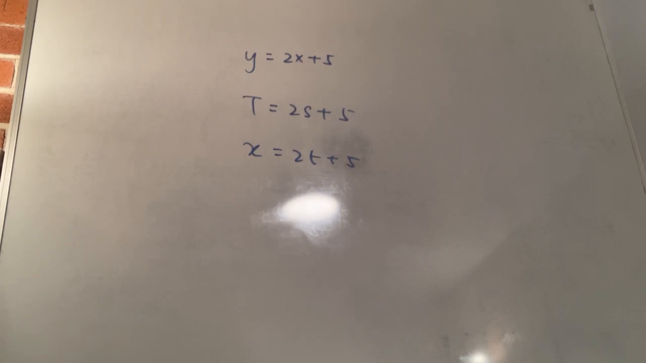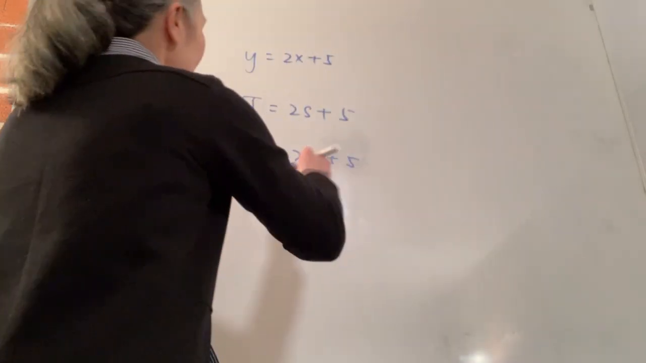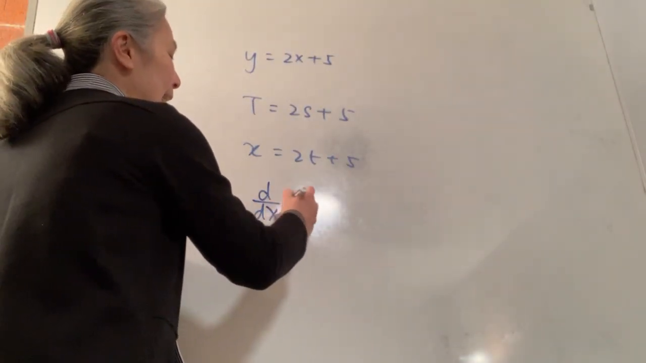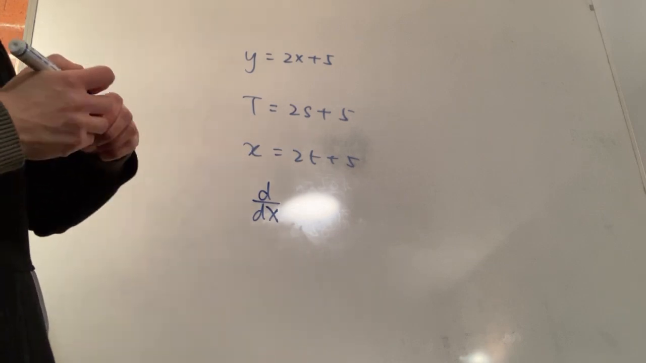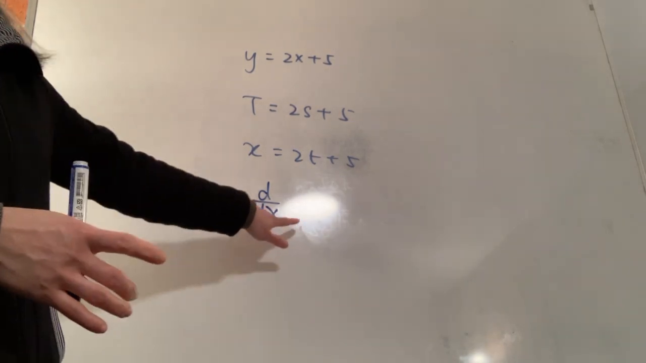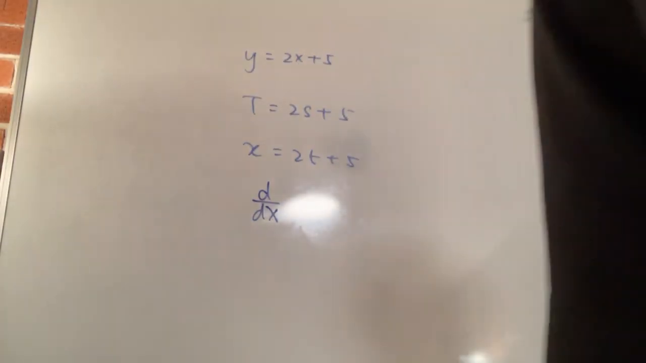In terms of looking out, when you write differentiate, you don't write dy over dx. You just have d over dx equal. That means you start differentiating.